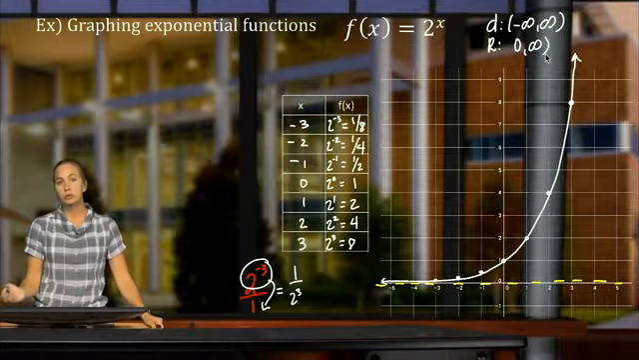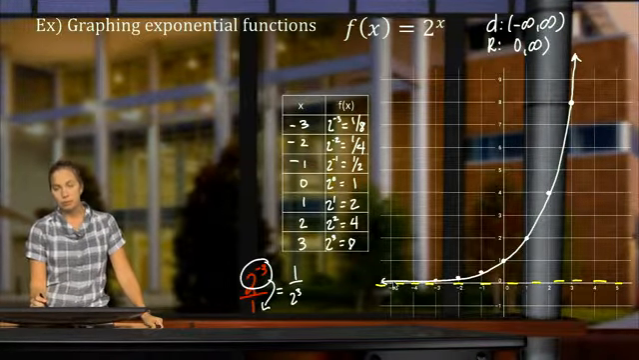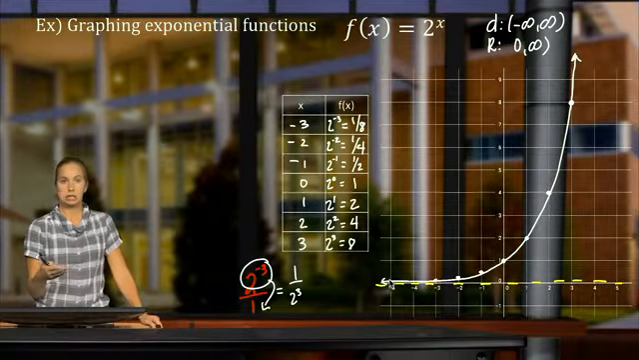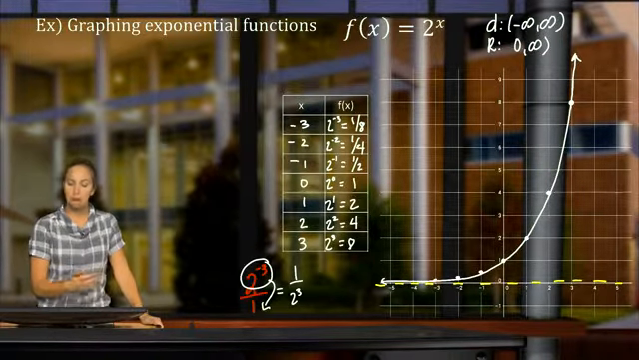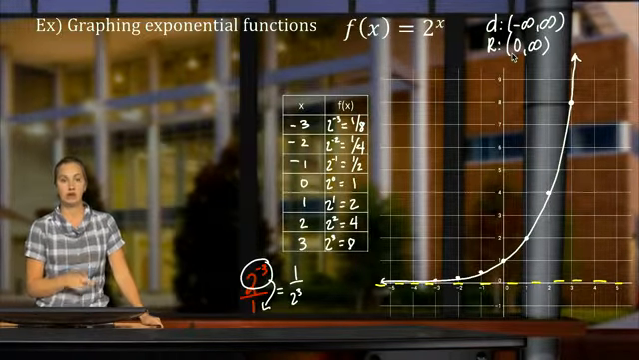Do we include our value y equals 0? And the answer is no, because like we were talking about before, 1 divided by 1,000,000 is still not 0. It's really small, but not 0. So we approach the x-axis, but we don't ever actually touch it.